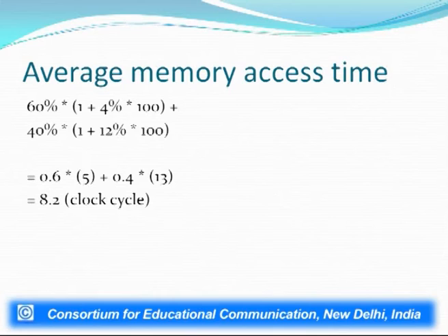As we have just discussed, you can calculate in the same way: 60% into (1 + 4% multiplied by 100) in the case of instructions, and in the case of data it is 40% into (1 + 12% into 100). That is 0.6 into 5 plus 0.4 into 13, which is equivalent to 8.2 clock cycles. So here you can calculate the average memory access time.